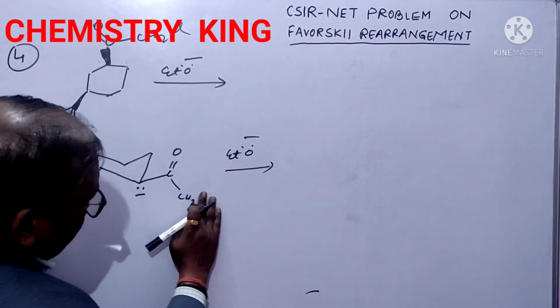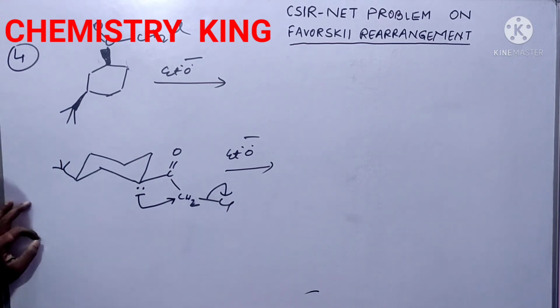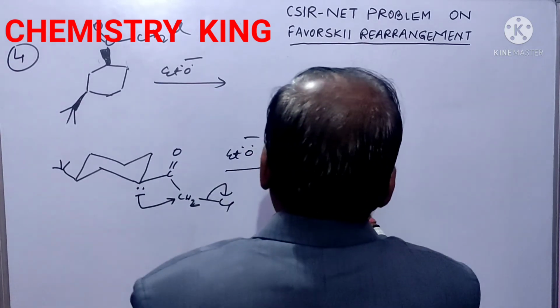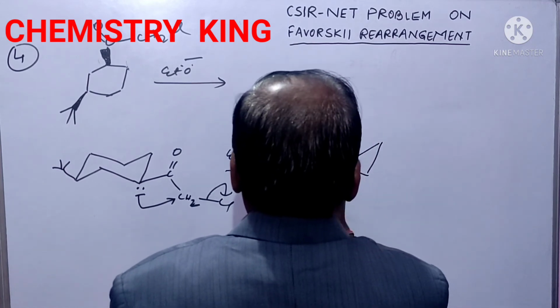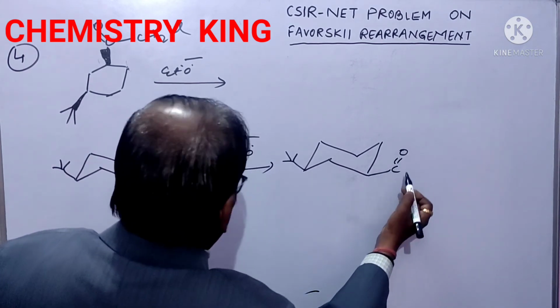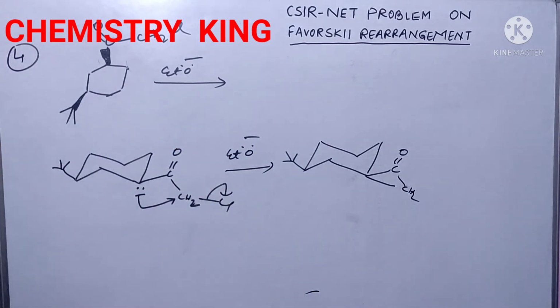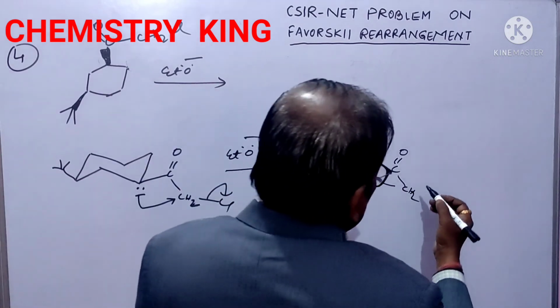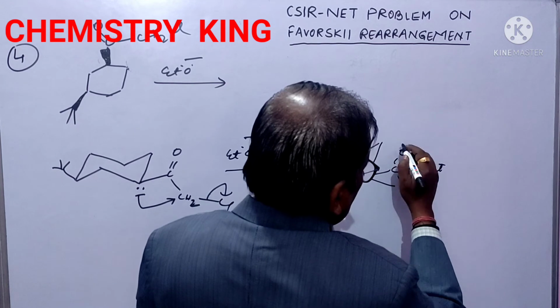Then what will happen? This will attack at this carbon and this bond will break in this fashion, and you will get this. C double bond O, CH2, this. Now, ethoxide ion will attack here and you will get this.